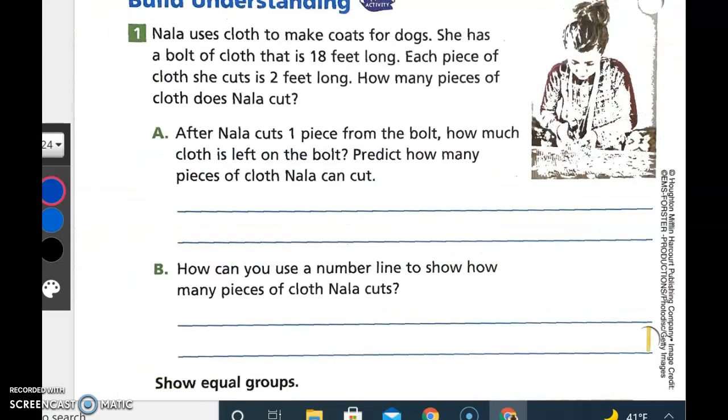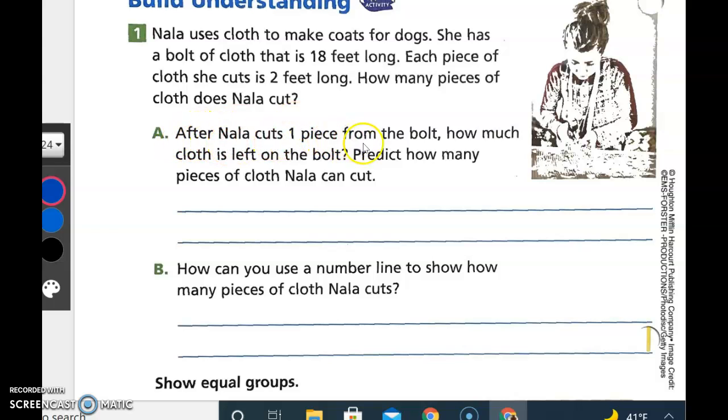All right, you should turn your paper over. Just build your understanding. Nala uses cloth to make coats for dogs. She has a bolt of cloth that is 18 feet long. Have you seen bolts of cloth? Nope. They're wrapped around a cardboard tube. Sometimes you see them in Walmart by the crafts. Each piece of cloth she cuts is 2 feet long. How many pieces of cloth does Nala cut?